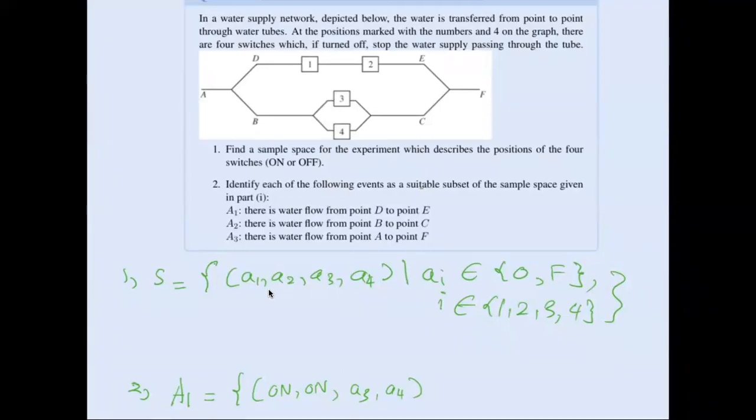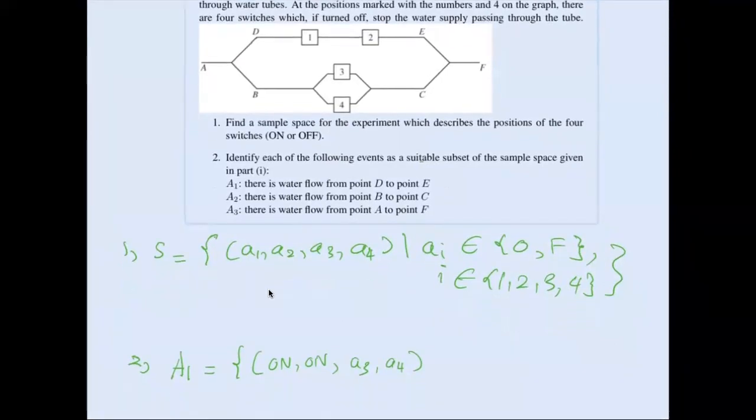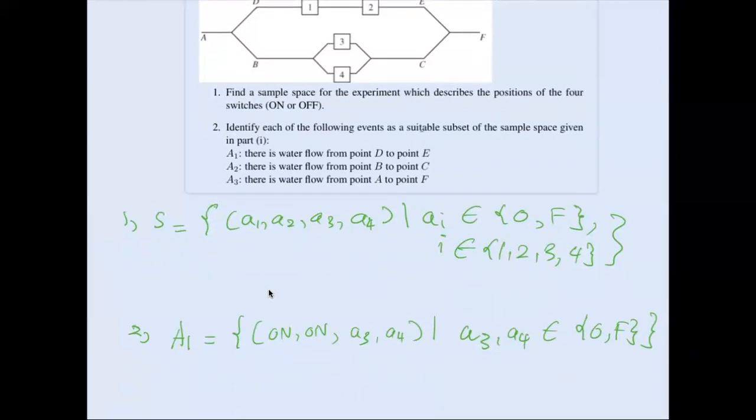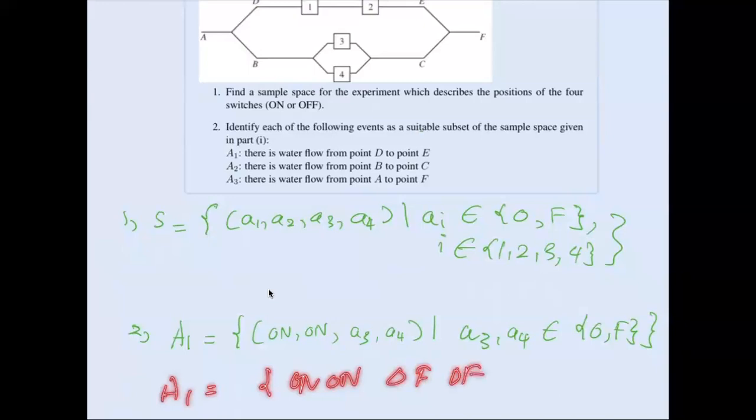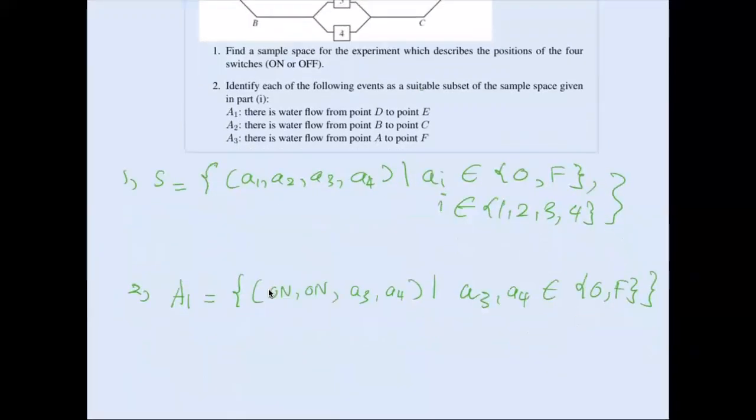Yeah, I see some students trying to list this out. That's also a correct way to do it. But here I will go with A3 and A4 can be either on or off, and it doesn't matter. Another way you can write is just list it out, like on, on, off, off, something like that. That's also correct. You will have 4 elements.